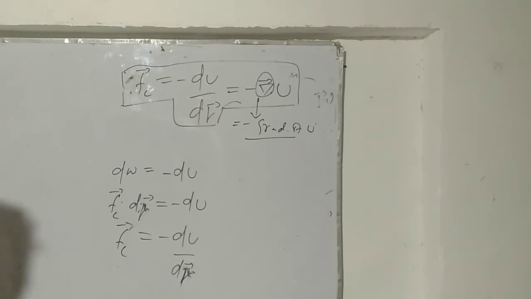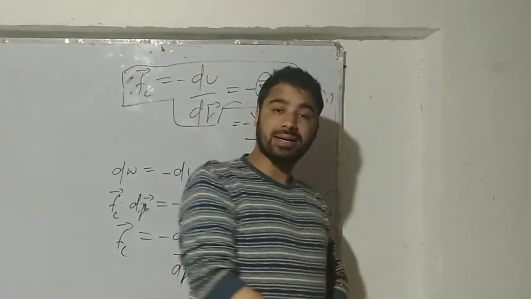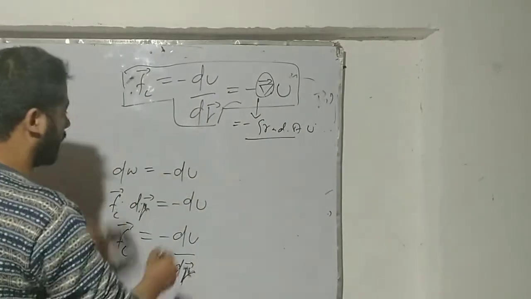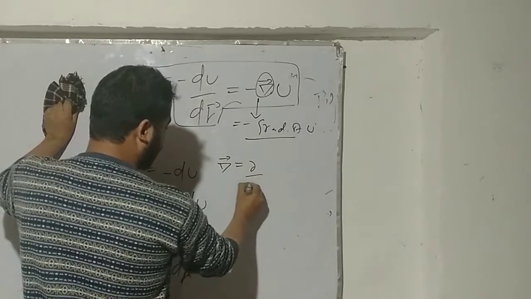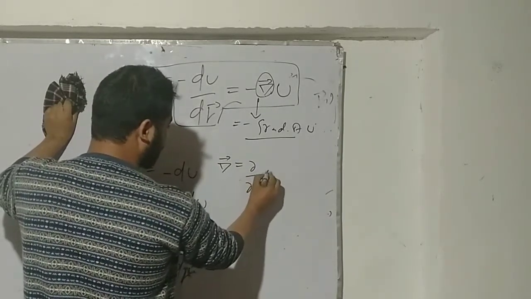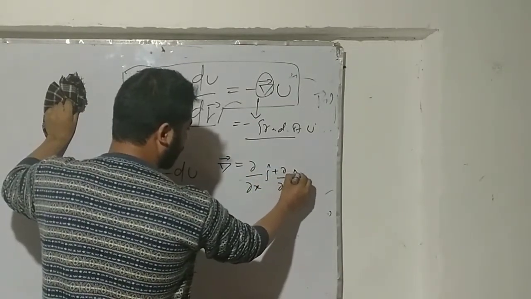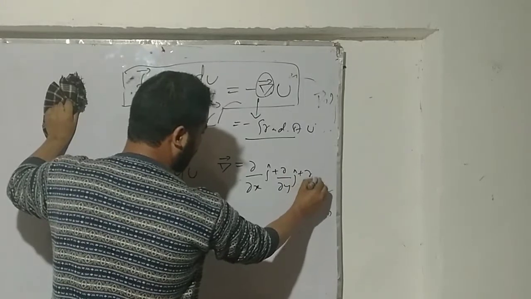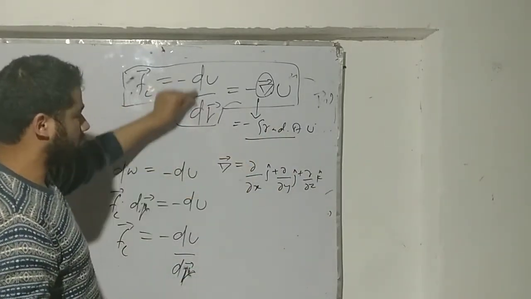As I told you before, I will now write the structure of this gradient. In a more general way, we write it like this: partial by partial x of i plus partial by partial y of j plus partial by partial z of k. I will shortly come to what this means. This is the partial derivative, and this is an ordinary derivative.